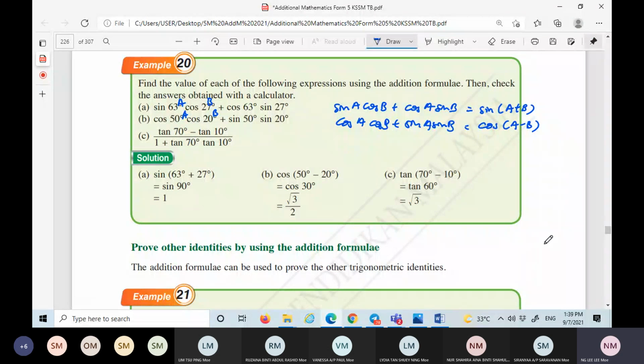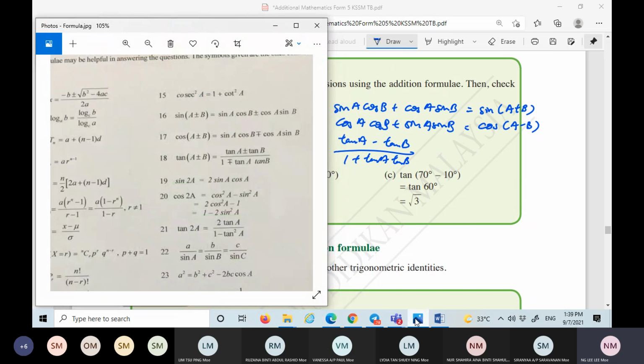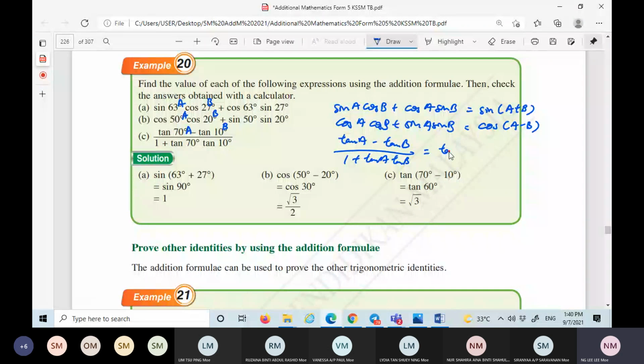Okay, come for the C. C is the same thing. Let's say this is A and this is B. So this one will be tangent A minus tangent B over 1 plus tangent A tangent B. If you refer to this list, it will be number 18. This is minus, so you take the lower one. Here is plus, same, the lower one, so here is minus. So this is equal to tangent A minus B. So tangent 70 minus 10.